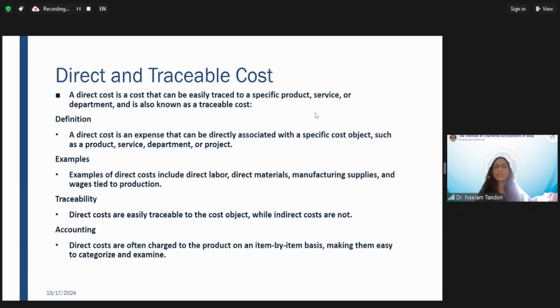So the labor cost, the material cost, the manufacturing, the wages you pay to the production firm, the factors of production is all your direct cost. जो आपको explicitly दिखती है, that cost is a direct cost. Okay. And so direct costs are often charged to the production on an item by item basis. जैसे कि suppose Tata is producing registers also. Tata is producing classmate registers. Tata के हैं. So Tata is producing classmate registers also.